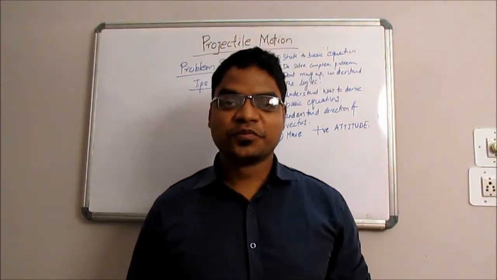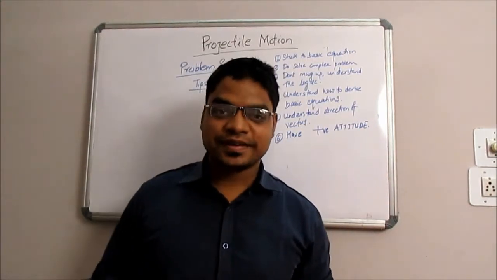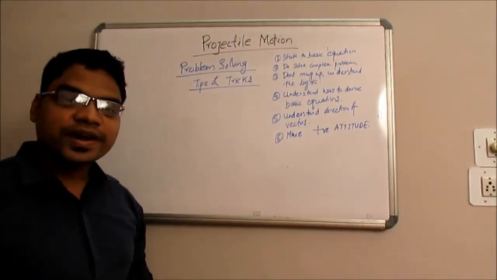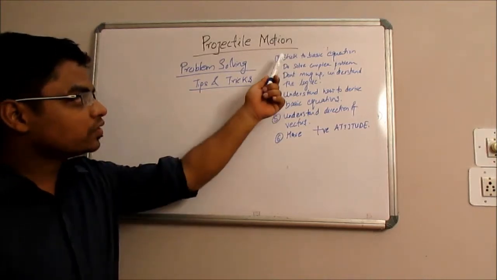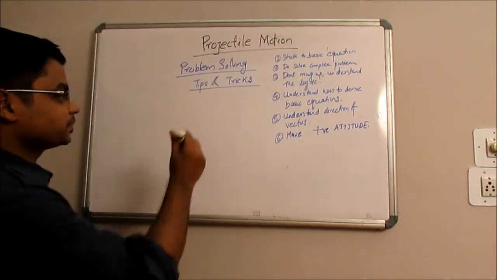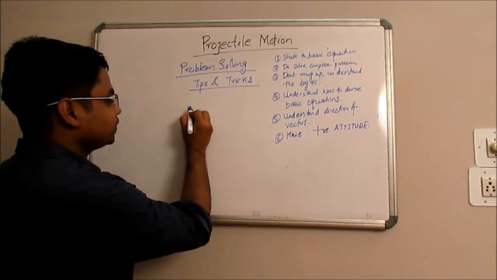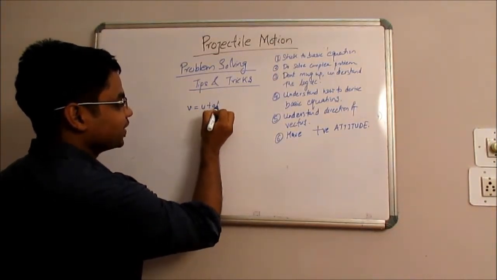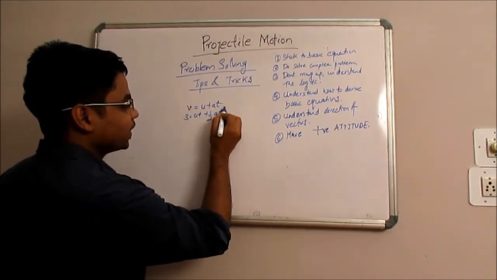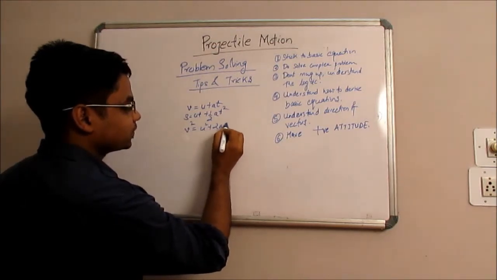So dear friends, moving on to our next topic, that is problem solving tips and tricks. So we have written here some of the guidelines. First is stick to the basic equations. Remember one thing, that we have only three basic equations: v is equal to u plus at, s is equal to ut plus half at square, and v square is equal to u square plus 2as.